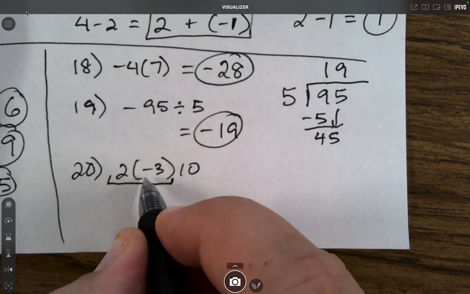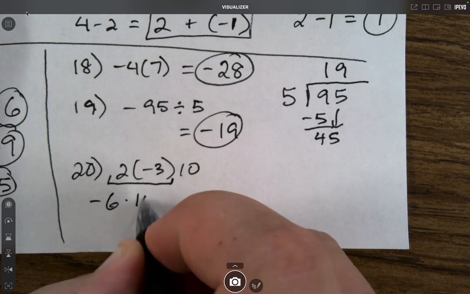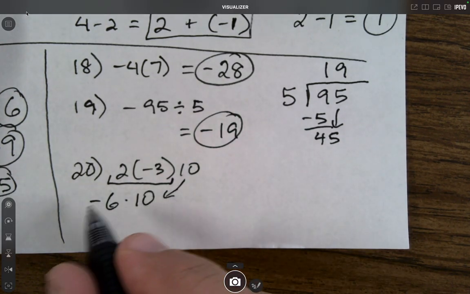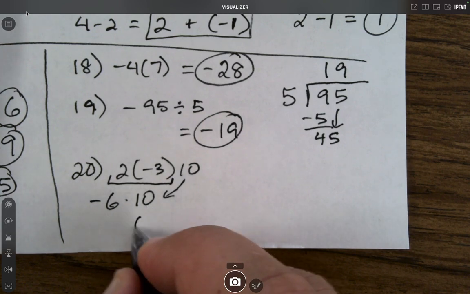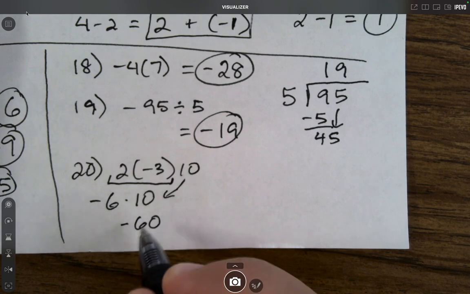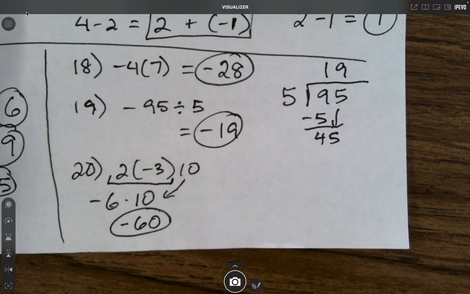And since the signs are opposite, the answer is -6. And I'm just bringing down that 10 right there. -6 times 10 is 60, and it's negative because our signs are different. So different signs means the answer is negative.